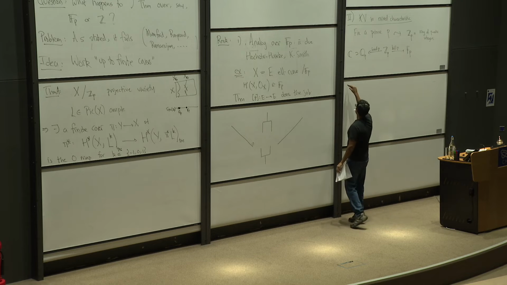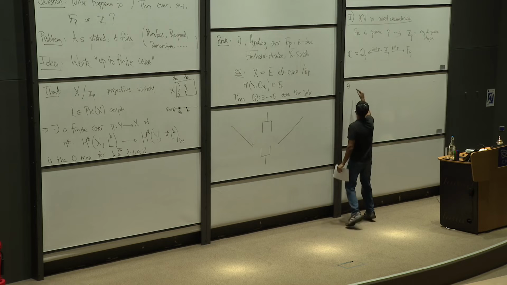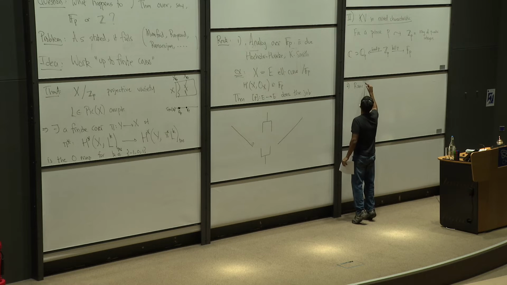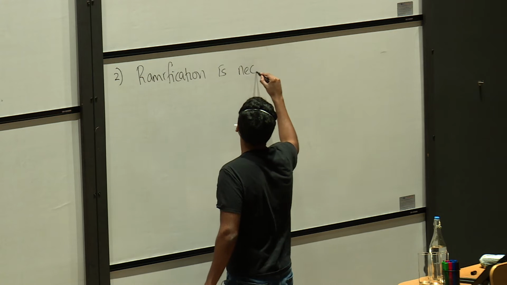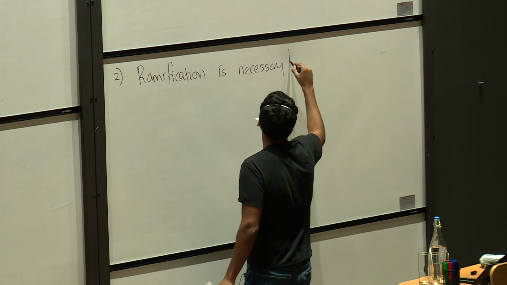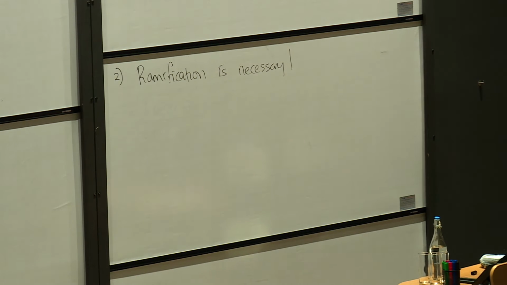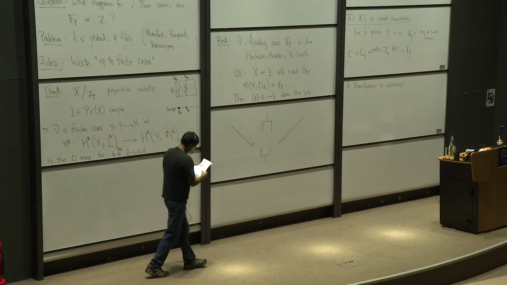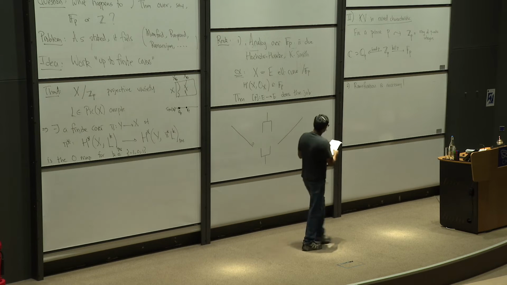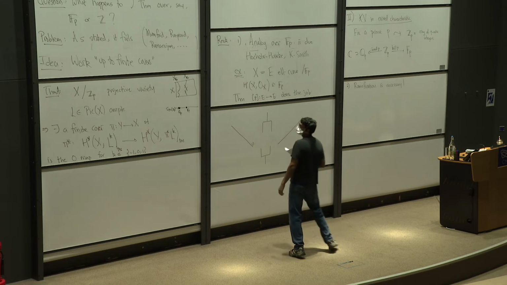The other comment I wanted to make was related to Lars's question, which is that ramification is absolutely necessary. So these covers are not unramified. There'll be simply connected examples where you want to apply this theorem, and then you're forced to introduce ramification in this map. OK, so that's the theorem.